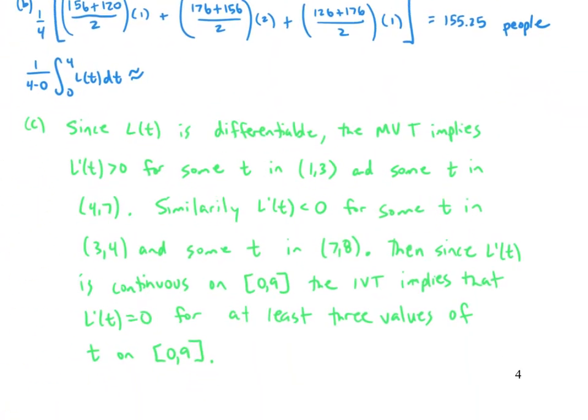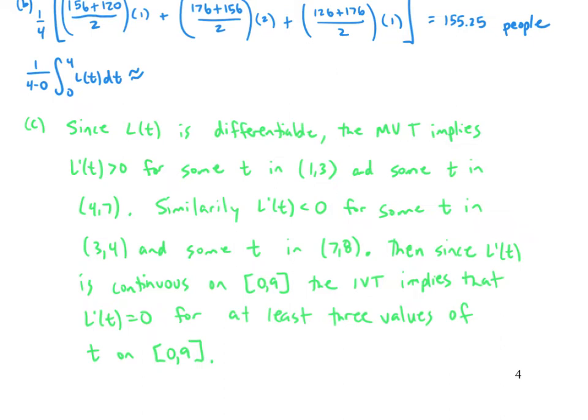In a similar way, you can look at the table. The derivative would be negative for some value on 3 to 4 and from 7 to 8. Since the average rate of change is negative on those two intervals, the derivative must be less than 0 at some point on those intervals by the mean value theorem.